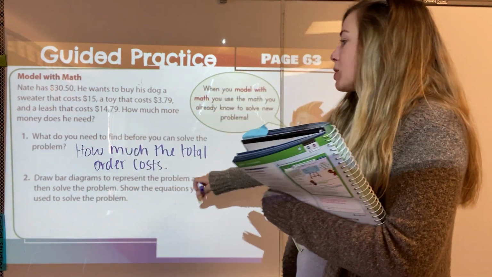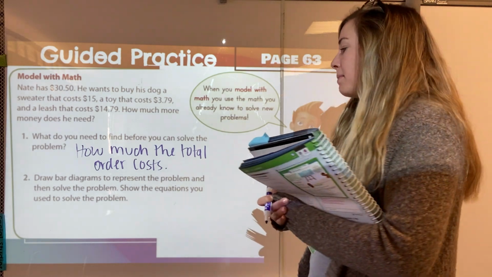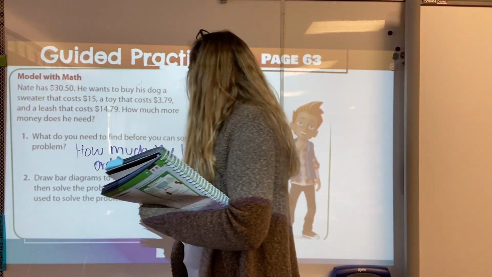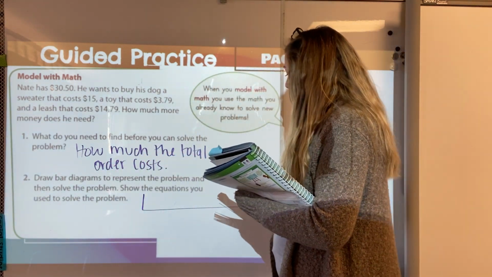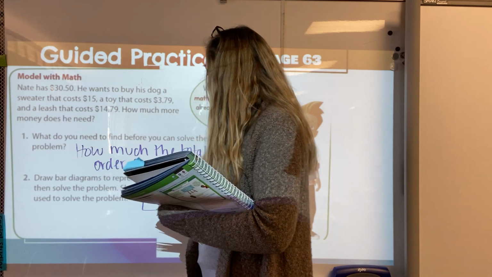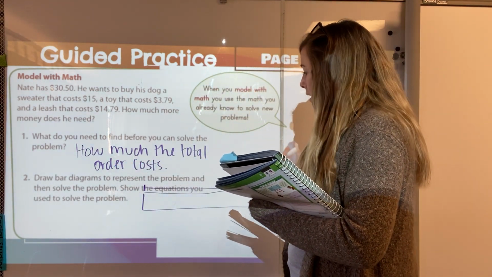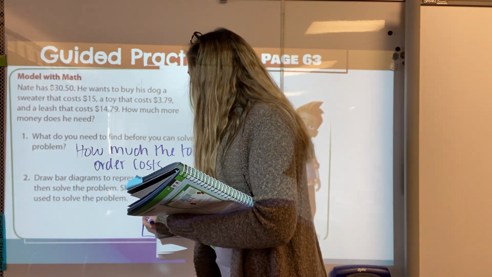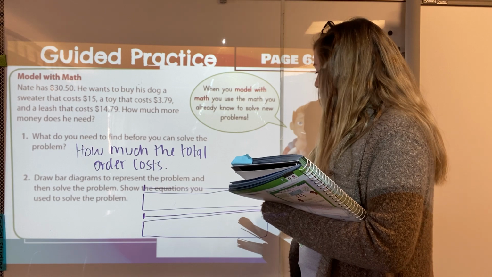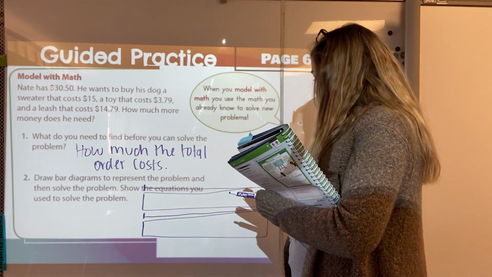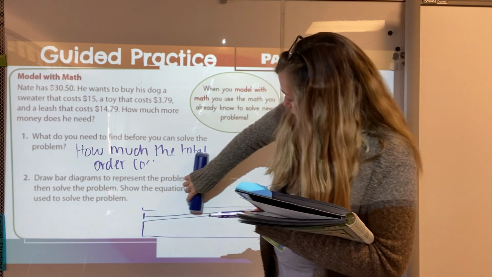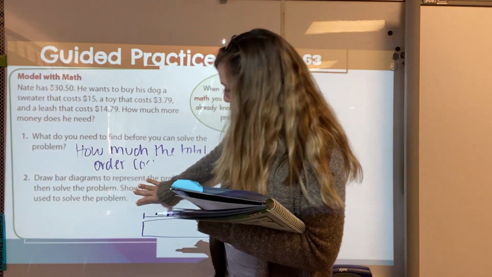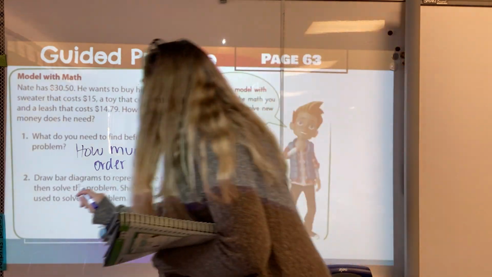So now it's telling us number 2, draw bar diagrams to represent the problem and then solve the problem. Show the equations you use to solve the problem. Okay, so we're gonna draw 2 bar diagrams. Mine won't be perfect. If I'm drawing, you're drawing. We do a rectangle, and then the total is gonna go. I drew these kind of close together, so I'm gonna make this one somewhere else because I even covered the words. Sometimes I think that eraser is too big. Let's do one over here too.